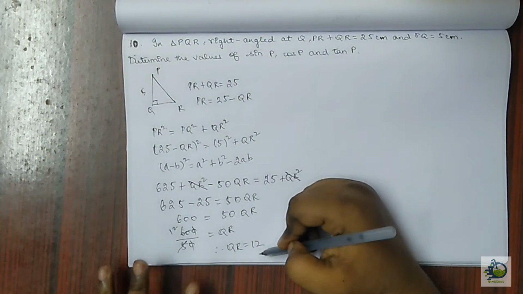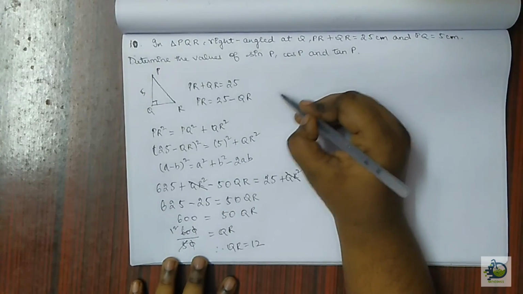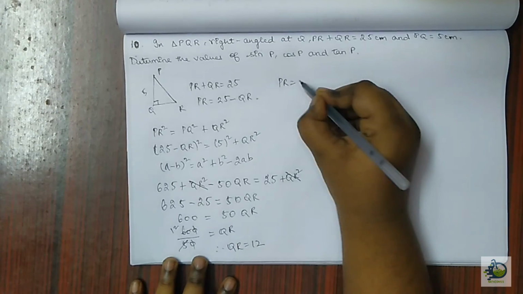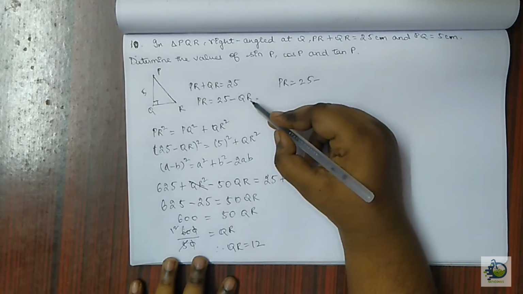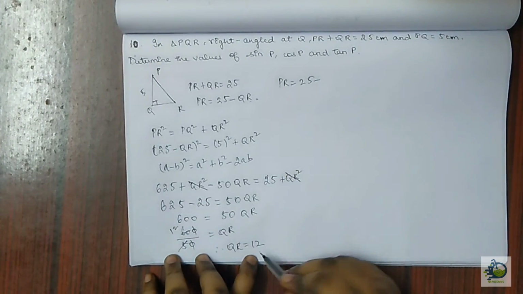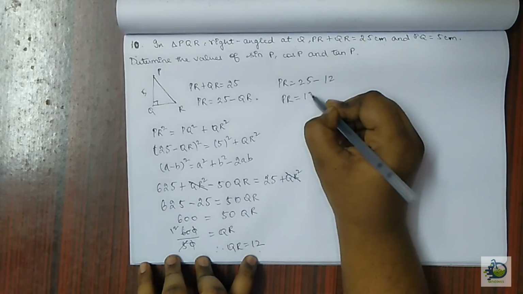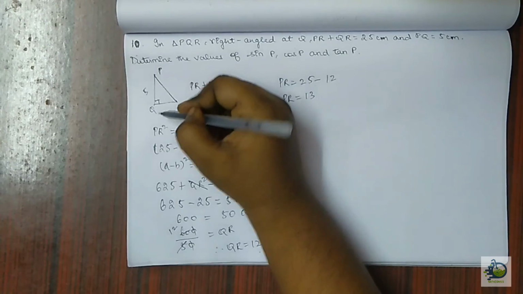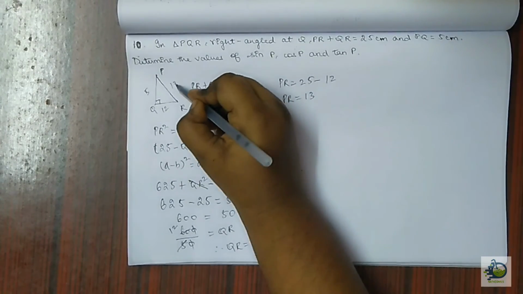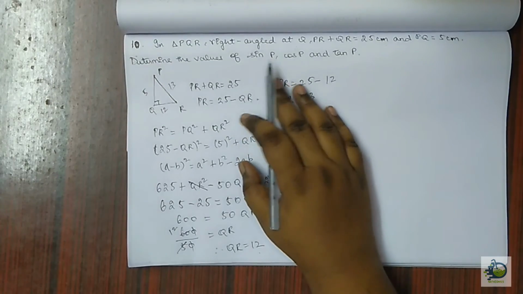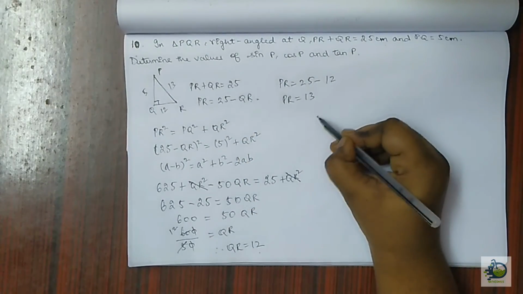If QR is equal to 12, then I can find PR by substituting it here. So PR is equal to 25 minus QR. Instead of QR, I can put 12. So PR is equal to 13. Now we found that QR as 12 and PR as 13. So now we have to find sin P, cos P and tan P.